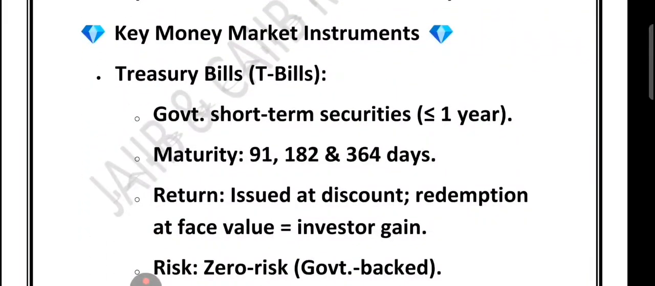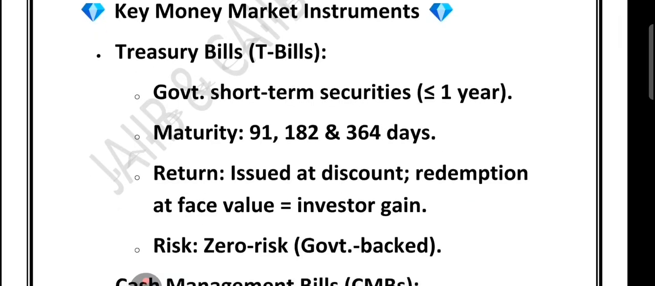Now let's look at the key money market instruments. Very, very important. Let's explore the main instruments of the money market. These are the tools used for short-term borrowing and lending, usually up to 1 year, right? So let's talk about it.